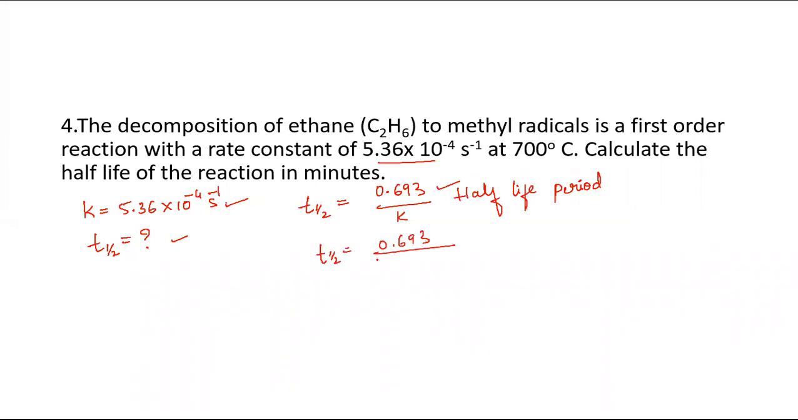T half is equal to 0.693 divided by k value, which is 5.36 into 10 to the power of minus 4 per second. Can anybody tell me the answer? It is very easy. Just divide.